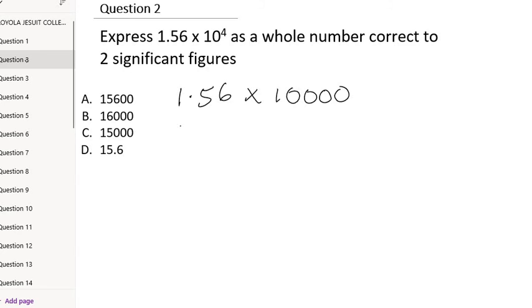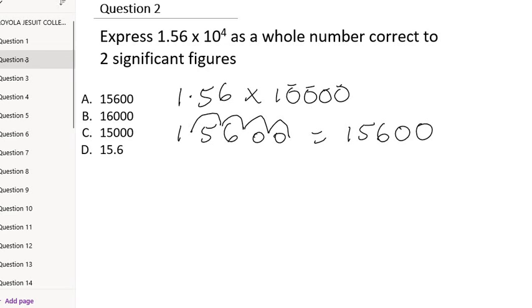If you are multiplying by a round number, from the decimal point you count to the right. Since I'm multiplying by 10,000, which has 4 zeros, from this decimal point, I'm going to count 1, 2, 3, and 4. So put zeros here. My answer will be 15600, which is option A.